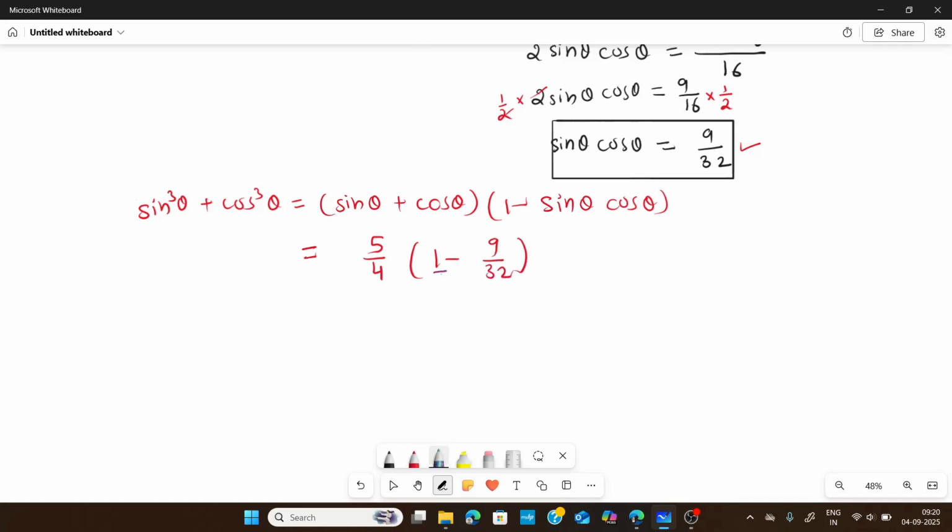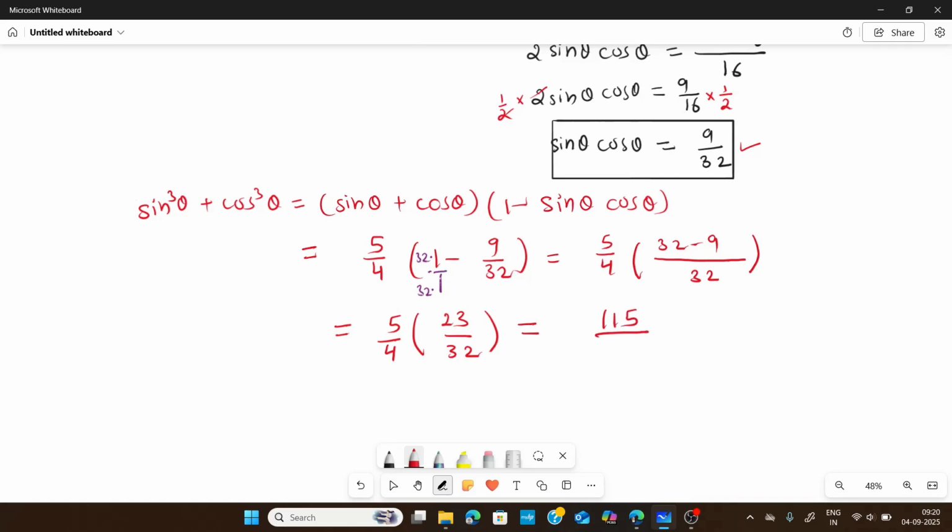Now simplify it. Take 1 and multiply and divide by 32. It becomes 5 over 4 times, now the denominators are 32, so 32 times 1 is 32 minus 9. 32 minus 9 is 23. Now multiply them. 5 times 23 is 115, and 4 times 32 is 128. That's the final answer.